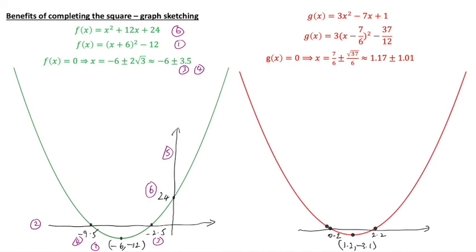The fact that we've got 0.2, which is greater than 0, tells us that the y-axis is slightly to the left of that, and then the original equation with x equals 0 put in gives us 1 for the y-axis intercept. So that gives us a way of graph sketching using completing the square.